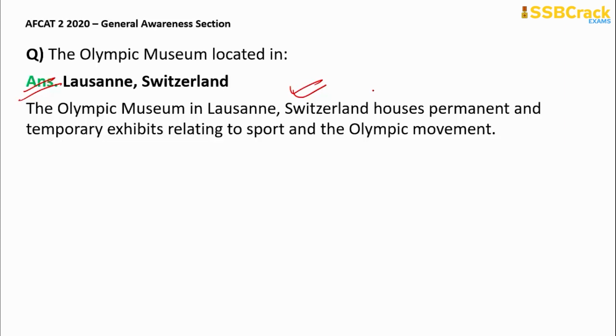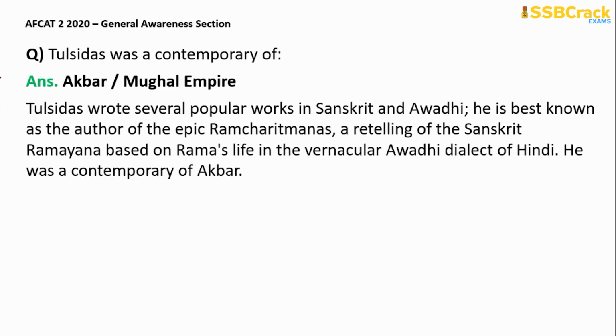Next question, Tulsidas was a contemporary of. So he was a contemporary of the Mughal Empire, particularly Akbar. Tulsidas wrote several popular works in Sanskrit and Awadhi, and he is best known as the author of the epic Ramacharitamanas, a retelling of the Sanskrit Ramayana based on Rama's life. So he was a contemporary of Akbar.